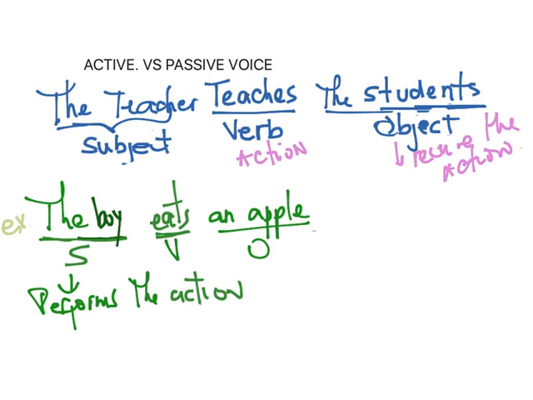Let's take a look at another example. The boy eats an apple. In this sentence, the boy is the person who executes the action, so we put down is the subject. Eats is the action of a sentence. An apple is the object.